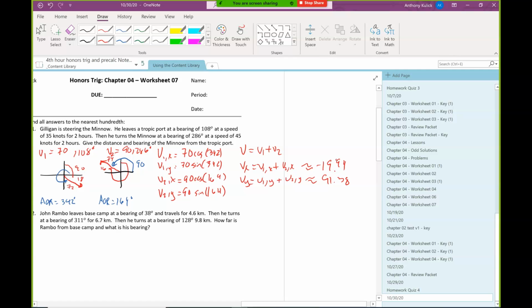Okay, with that, my magnitude, or my new speed, or I guess it's distance in this case, is just going to be the square root of Vx squared plus Vy squared. So when I type that through my calculator, I get about 93.53.